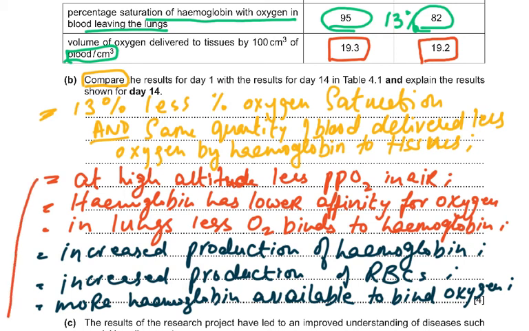At high altitude, there is less partial pressure of oxygen in the air. Hemoglobin has a lower affinity for oxygen. In the lungs, less oxygen binds to hemoglobin. So there's an increased production of hemoglobin, increased production of red blood cells, and more hemoglobin available to bind to oxygen. Because of the lower partial pressure of oxygen, the body tries to compensate by making more red blood cells. That is why people who live at heights have more red blood cells.